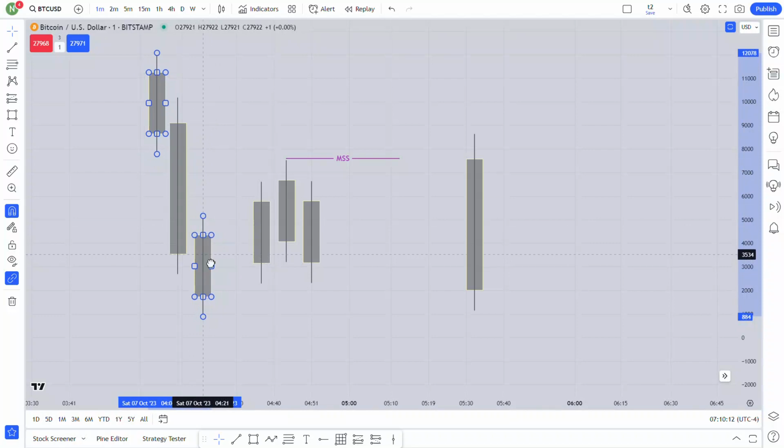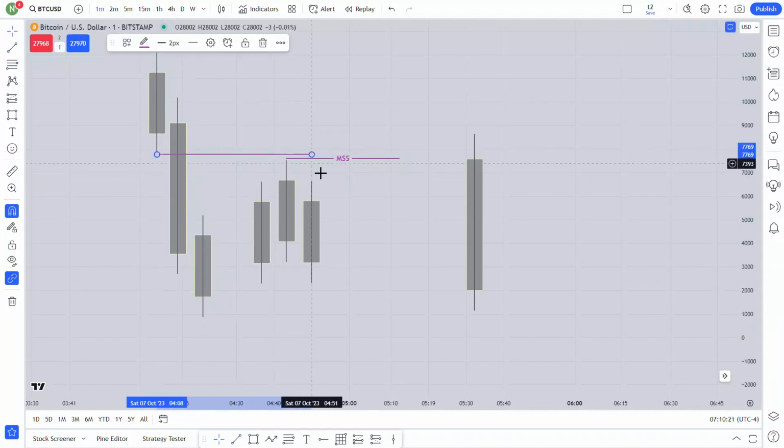So you see this low and this low, there is a gap. This is my fair value gap. This is my fair value gap.